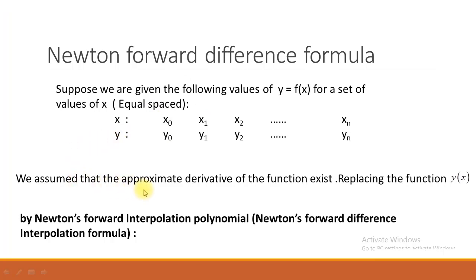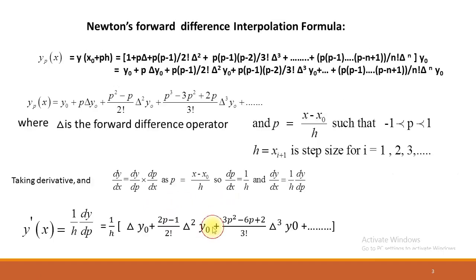Now we assume that the approximate derivative of the function exists. So replacing the function y of x by Newton forward interpolation polynomial, which is called Newton forward difference interpolation formula. But here note why we replace the function y of x by Newton forward difference interpolation polynomial? Because we have to find the approximate derivative on the basis of Newton forward interpolation polynomial. So what is the Newton forward difference interpolation formula?